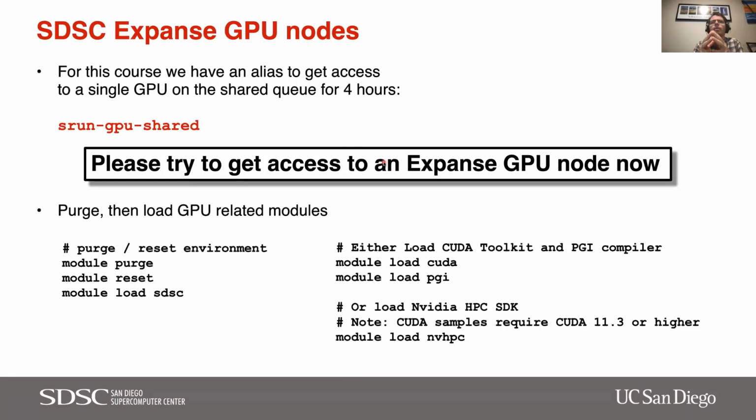So you can try that yourself now. I'll have a few more slides that I show you, and then I'll go to the GitHub repository and show you what you can go through and try out. You should have this command available, srun gpu-shared, and that should give you interactive access to a single GPU on a shared GPU node for 4 hours. Try to get access to an Expanse GPU node now, and let us know if that doesn't work, which I hope it works for everybody.